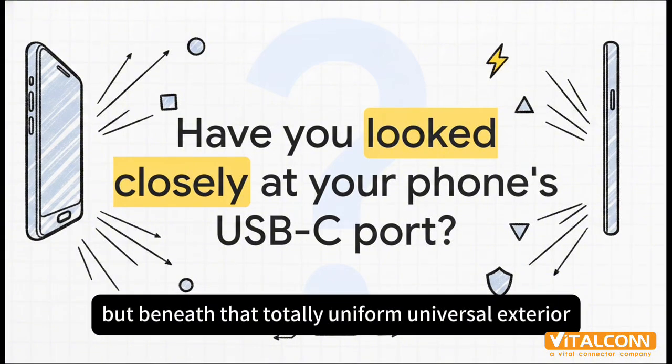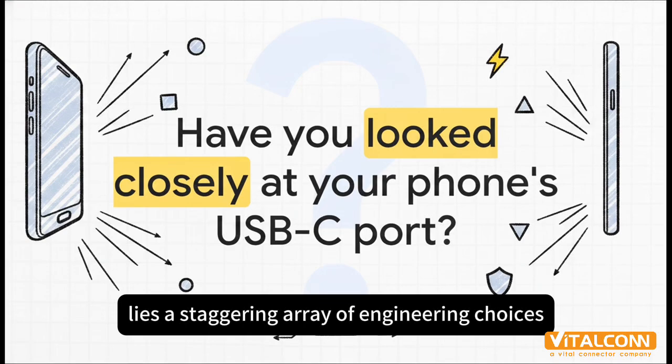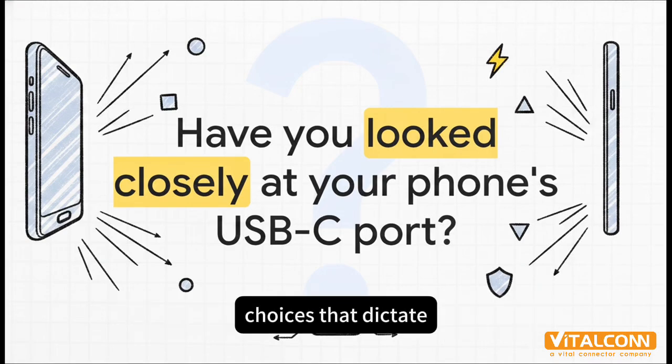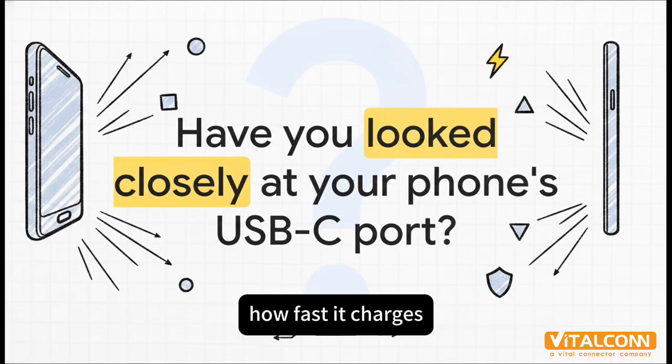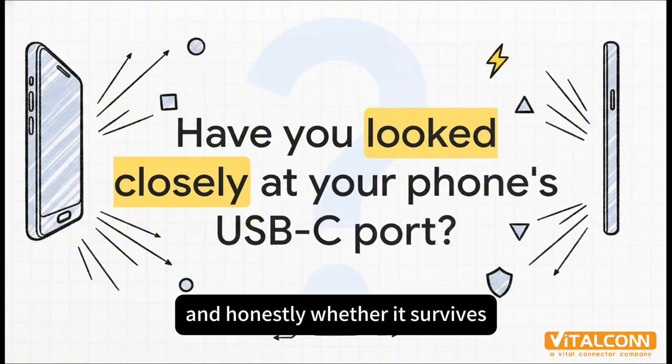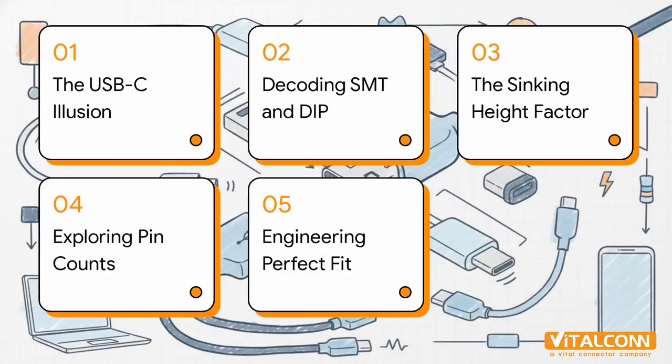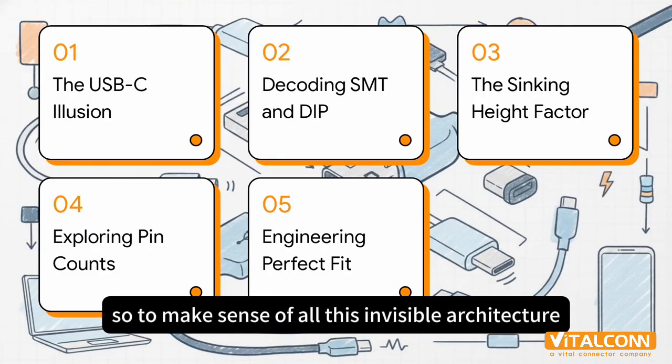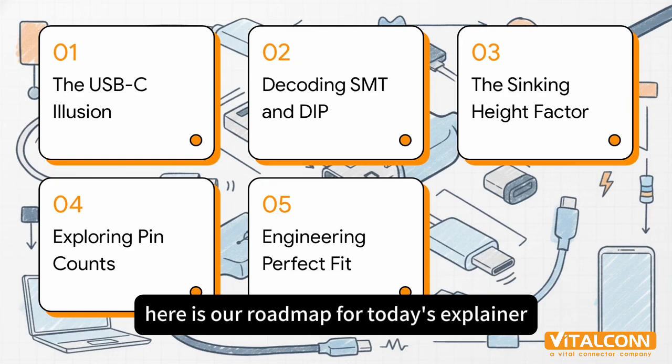But beneath that totally uniform, universal exterior lies a staggering array of engineering choices. Choices that dictate exactly how thin your device can be, how fast it charges, and honestly, whether it survives getting dropped off your nightstand. So to make sense of all this invisible architecture, here is our roadmap for today's explainer.